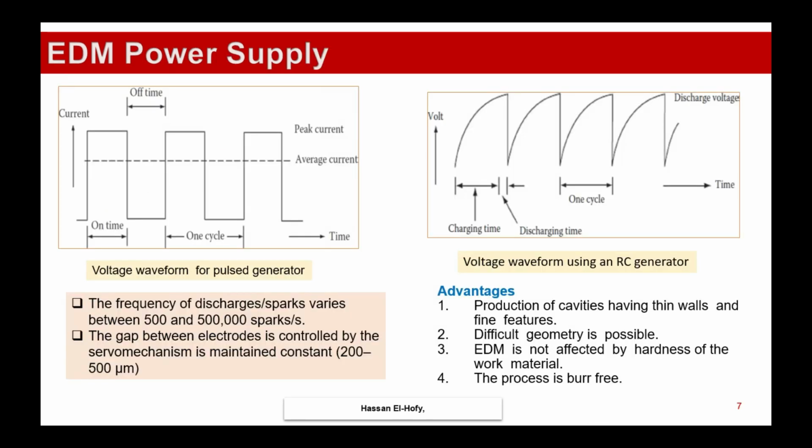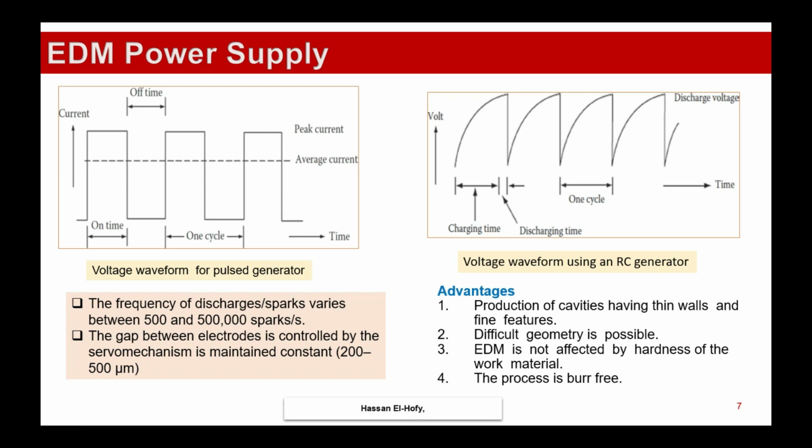We can have two power supplies during EDM. The most popular one is the pulsed power supply, which produces pulses at different on times, off times, with different peak currents, and the frequency of discharges or sparks varies between 500 to 5,000 sparks per second. The gap between the two electrodes is controlled by the servo mechanism and maintained at a constant level of 200 to 500 microns.